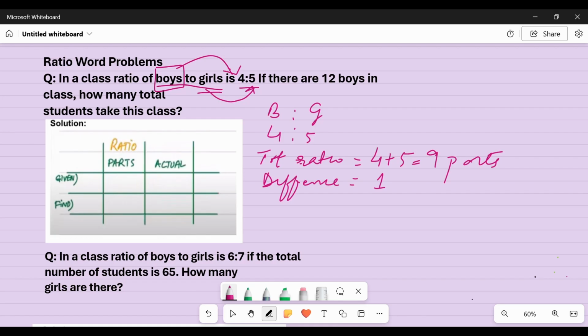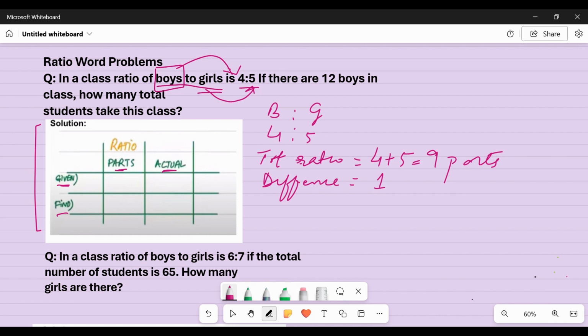Okay. Now this chart is very important, and you can solve word problems very easily with this chart. This chart has two columns, right? The first column is the ratio parts, and the second column is the actual part. I will explain what the actual part is. What is given in the question we will fix in this row, and what we need to find out we will fix in the second row. So let's solve the given part, right?